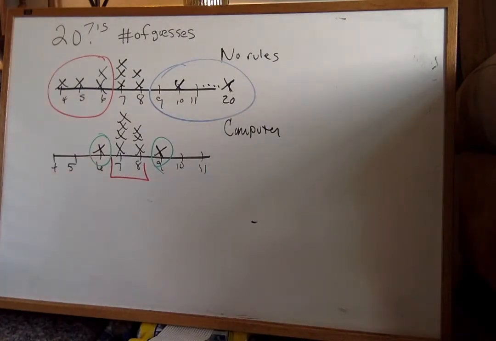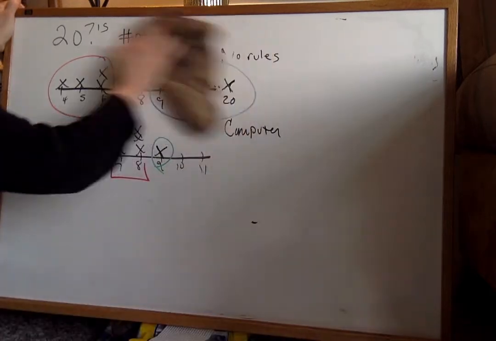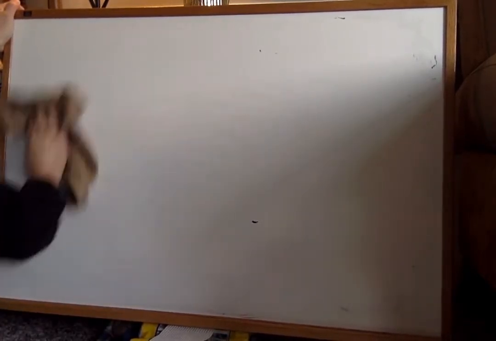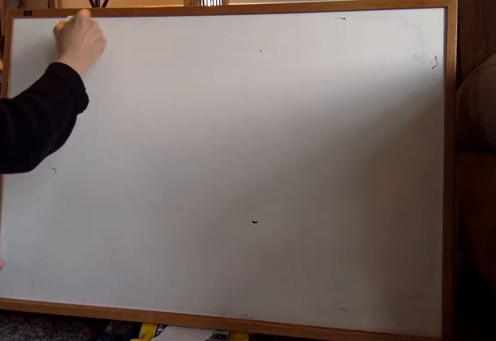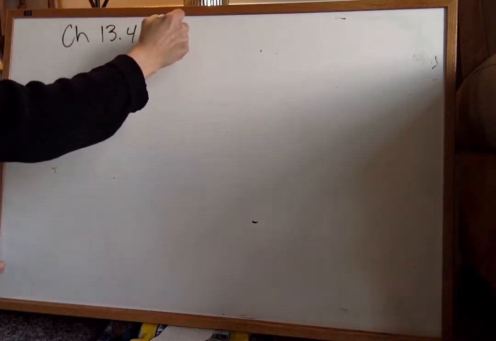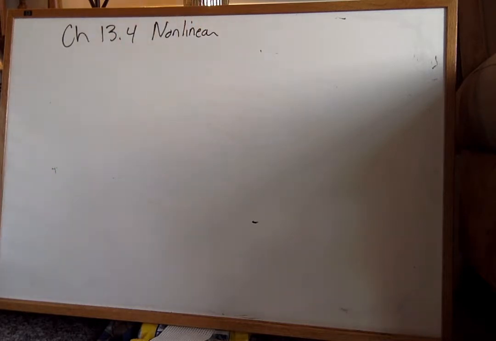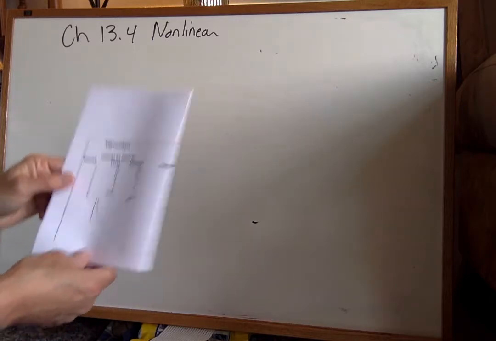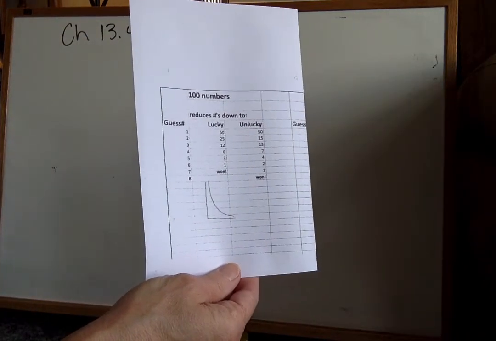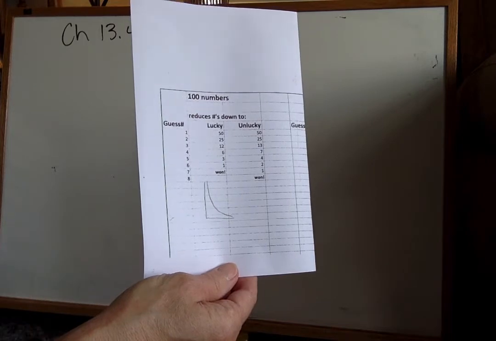Oh, I didn't put the chapter up. I apologize. Let me get rid of this for a second. Part of SOLs in Virginia, and also part of your book, is to just expose and introduce your kids to non-linear relationships. Obviously, linear relationships are so much easier. So this is a great activity to introduce them to a non-linear relationship.